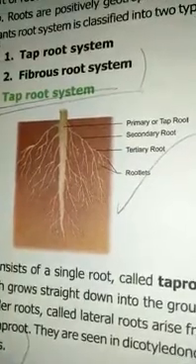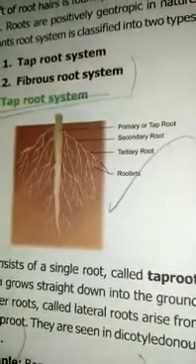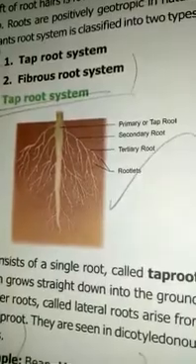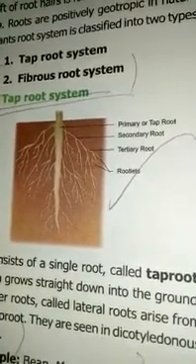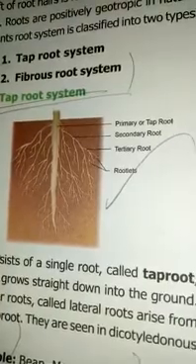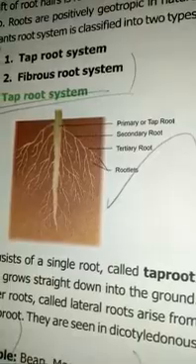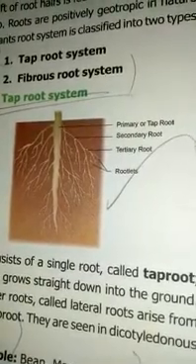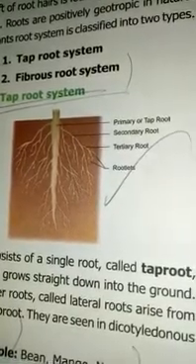Now let us see about the root system. First, root. What is root? The underground part of the main axis of a plant is called root. It lies below the surface of the soil. Root has no nodes and internodes. It has a root cap at the tip. And roots are positively geotropic in nature.